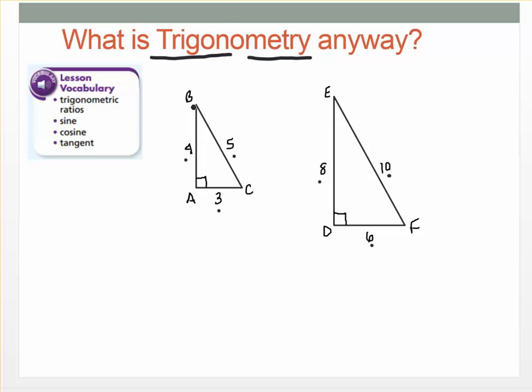And I don't know why my little dot is deciding to disappear. That is just incredibly spooky. Okay, there we go. So reference angle B.